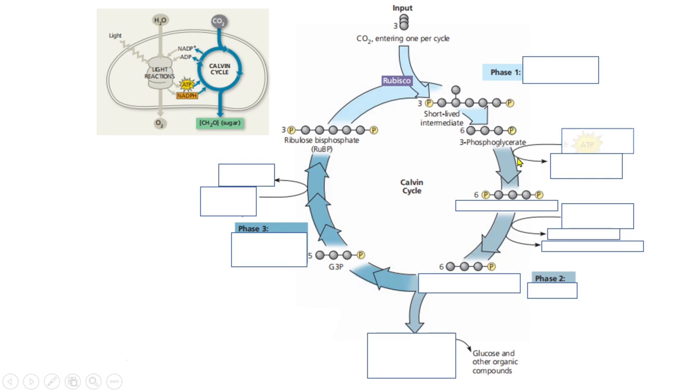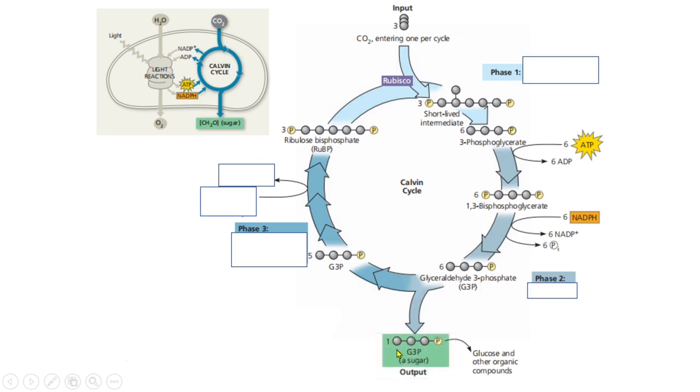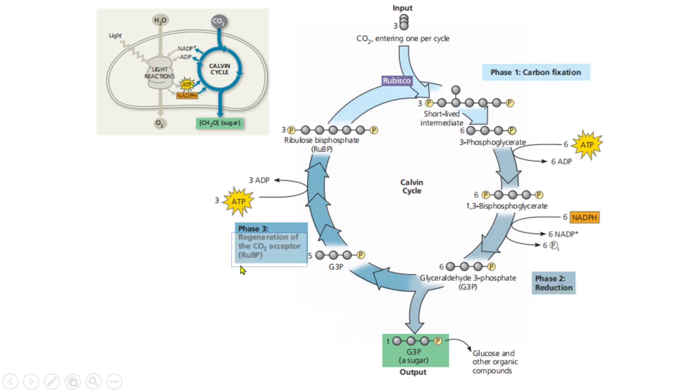3-phosphoglycerate. With addition of ATP, 6 of this, it now becomes 1,3-bisphosphoglycerate. With addition of NADPH, 6 of this, it now becomes glyceraldehyde 3-phosphate, one of which will be going out of the cycle to be used for glucose production, 5 of which will be used to produce ribulose 1,5-bisphosphate, but with the use of 3 ATP. Again, this would be the carbon fixation phase, reduction phase, and regeneration of the carbon dioxide acceptor. So that's the whole thing about the Calvin cycle, so we're able to review.